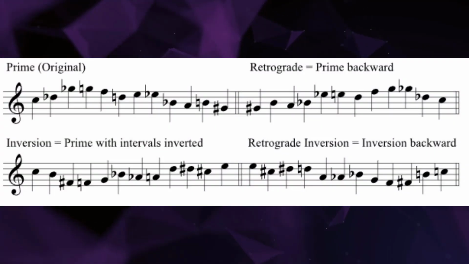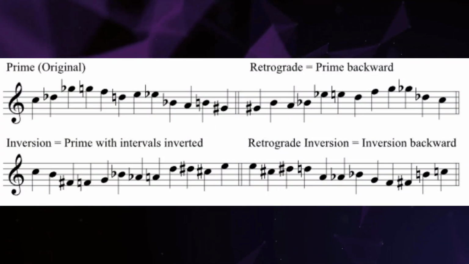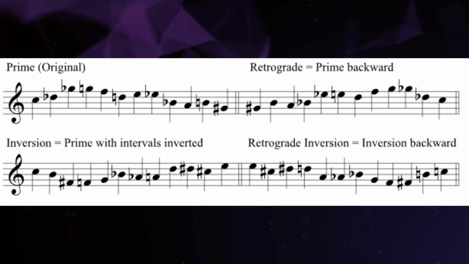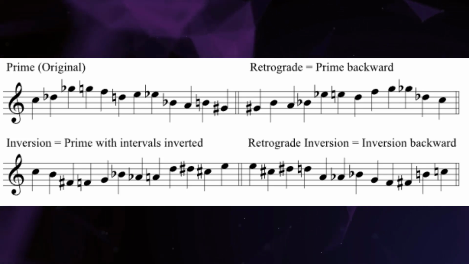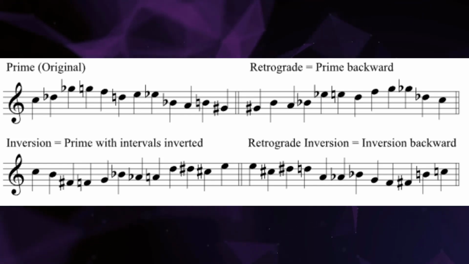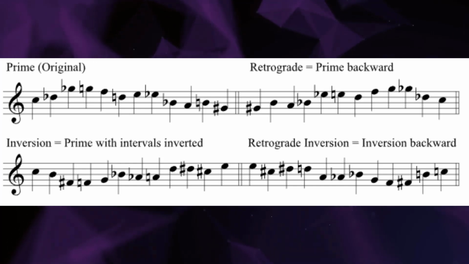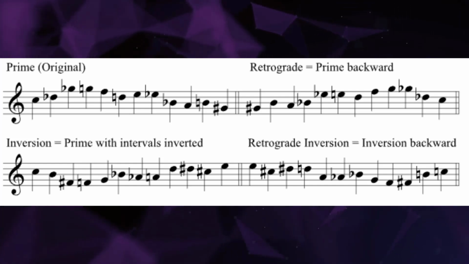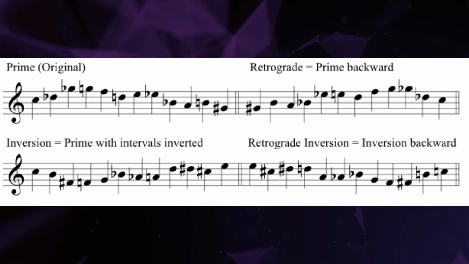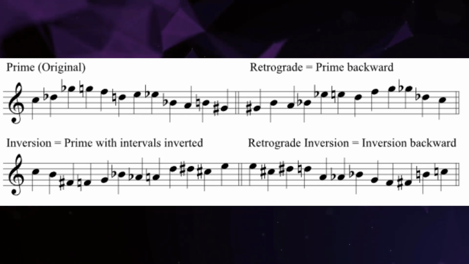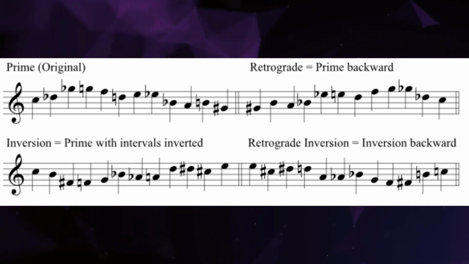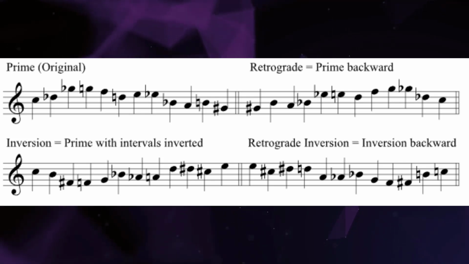The first is inversion. When using inversion, you invert the intervals exactly in the opposite direction. So if the line starts by moving up, the inversion would start by moving down. The second form of tone row manipulation is retrograde. When using retrograde, you begin at the end of the tone row and perform it backwards, ending with the starting note of the prime form.